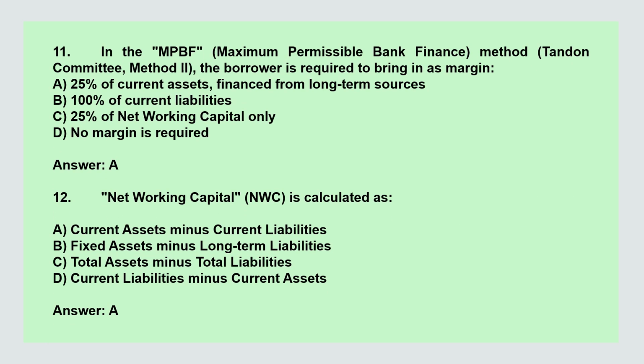In the MPBF method, Tandon committee method 2, the borrower is required to bring in as margin. Answer A. 25% of current assets financed from long-term sources. Net working capital is calculated as. Answer A. Current assets minus current liabilities.